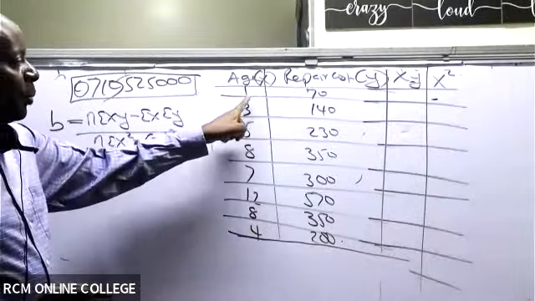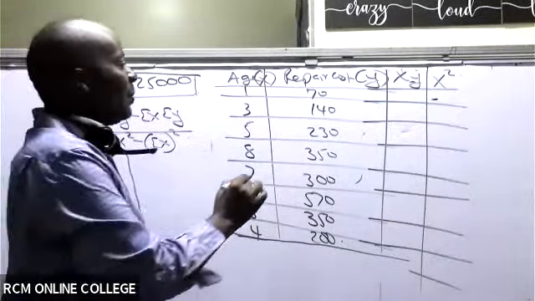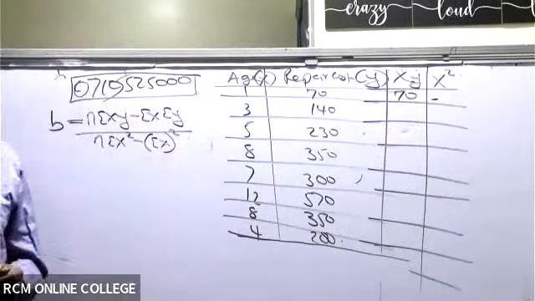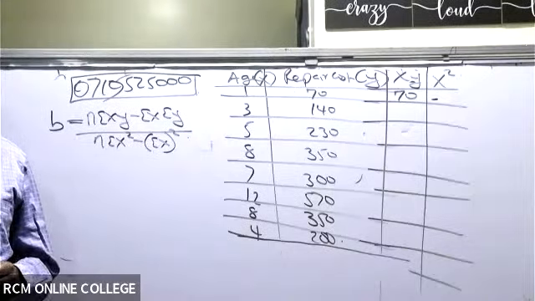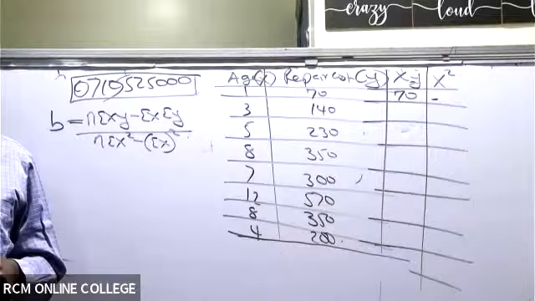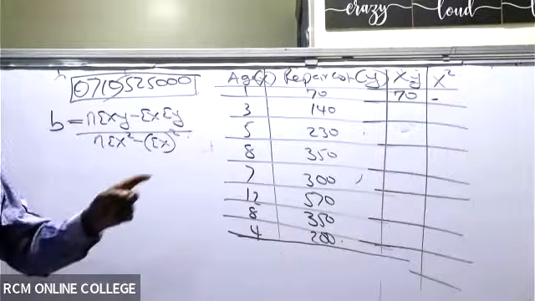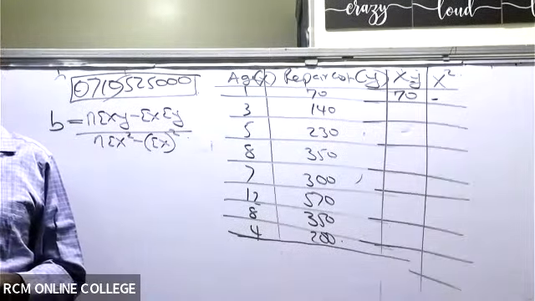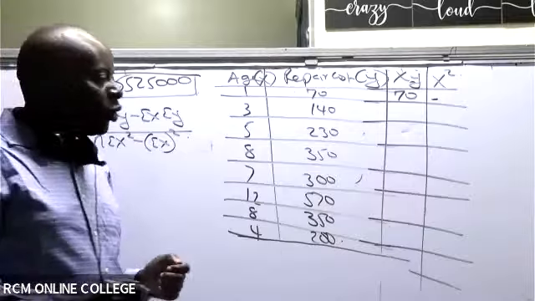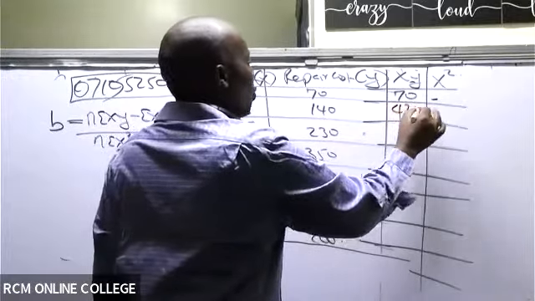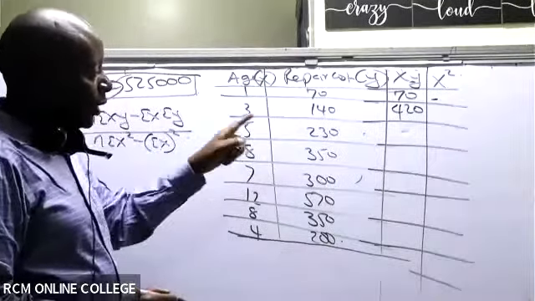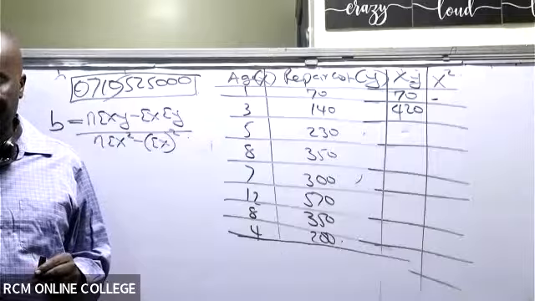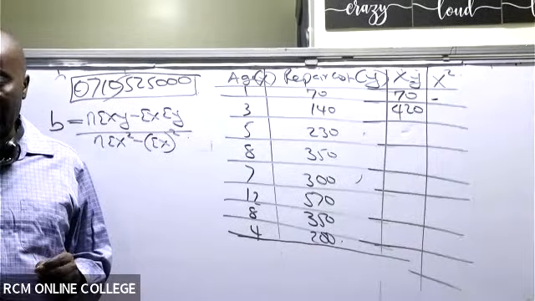So xy means you're multiplying. So 1 times 70 gives me 70. How about 3 times 140? Can somebody give me 3 times 140? You guys must give me these values. Chitechi Laura, 420. Thank you so much. And then we have here 5 times 230.